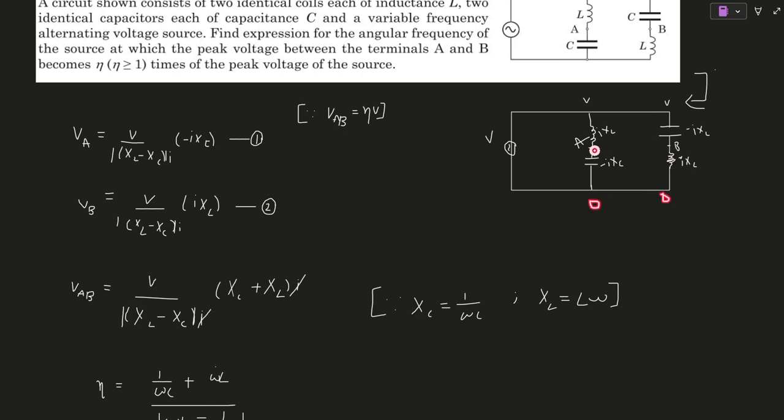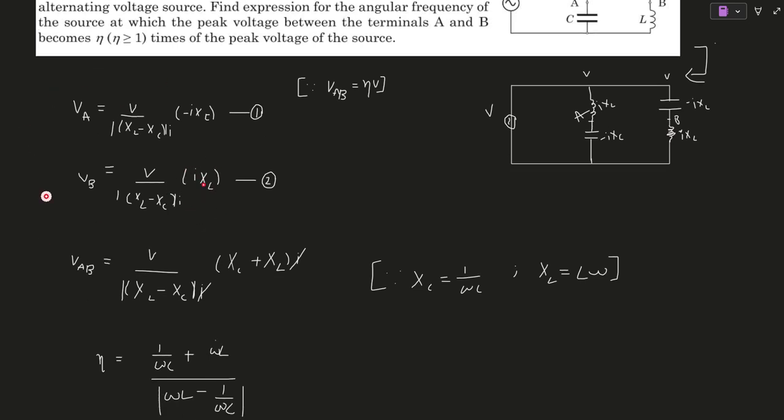Now we write the voltage at point A. IRMS into the capacitor reactance. IRMS here is V by total impedance, mod of XL minus XC, into i. Here I took the mod because we don't know any value. So into the capacitor reactance, minus i into XC, equation 1. Similarly at point B, i into inductance reactance: V upon mod of XL minus XC into i into XL, equation 2. So we take the difference of both.